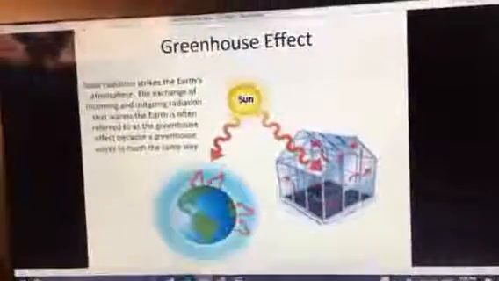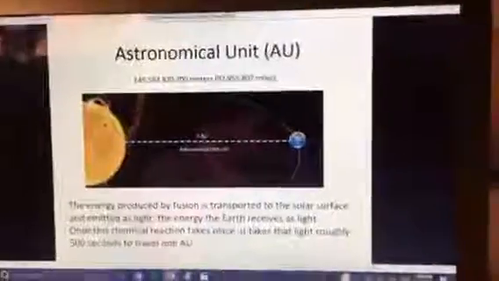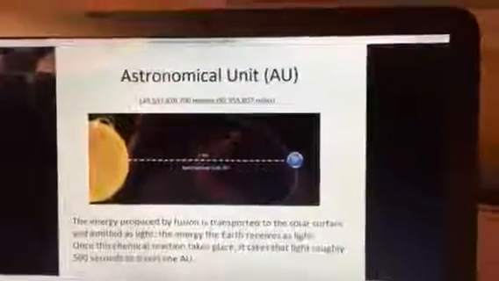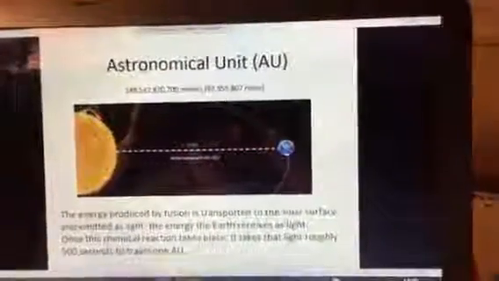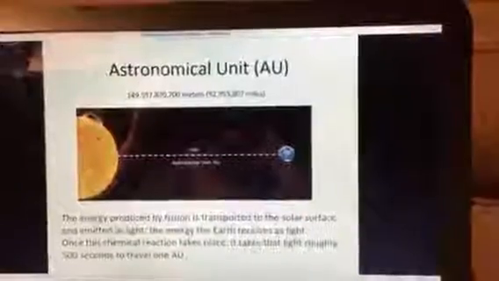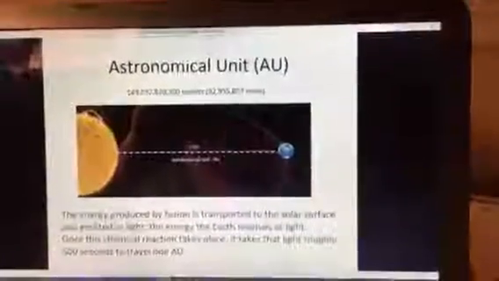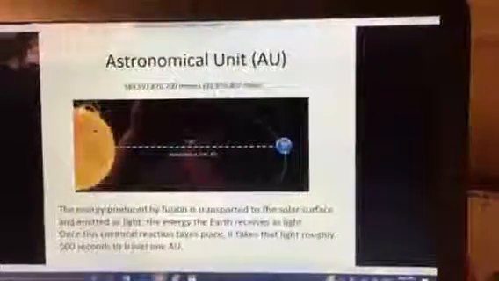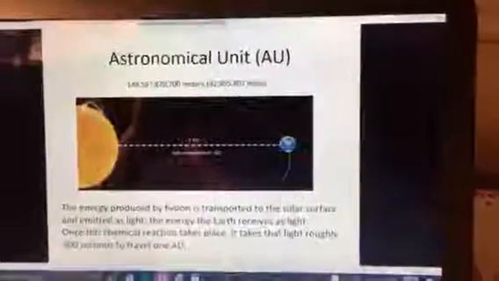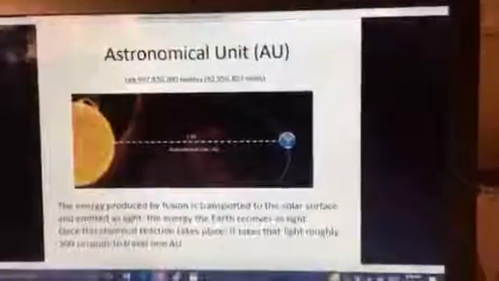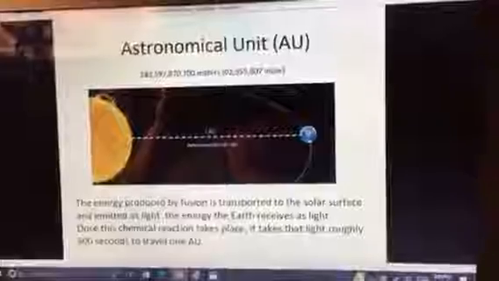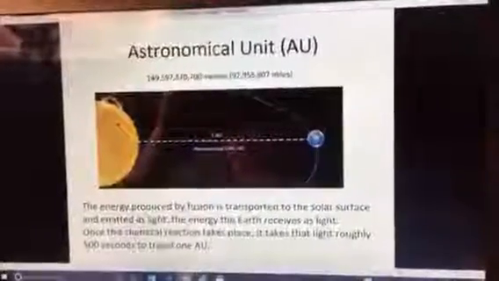Now that light coming off the sun has to travel an astronomical unit. Okay, that's 93 million miles. The energy produced by the fusion is transported to the solar surface and emitted as light. The energy that the Earth receives as light. Okay, so this is very important because this is how far it has to travel.